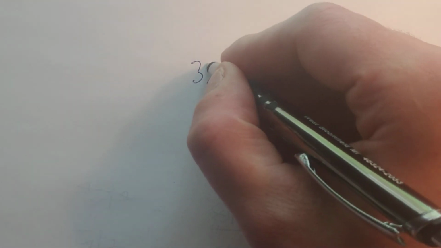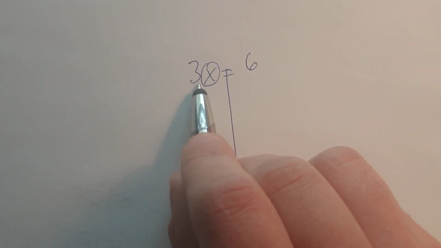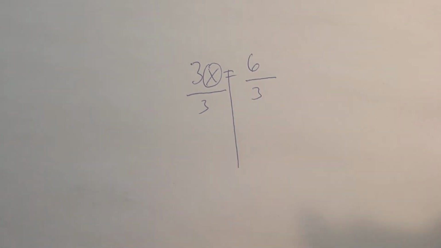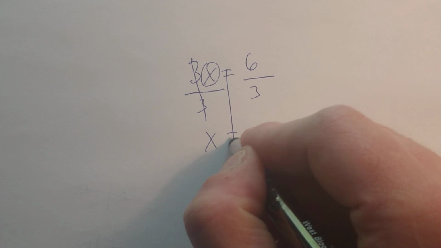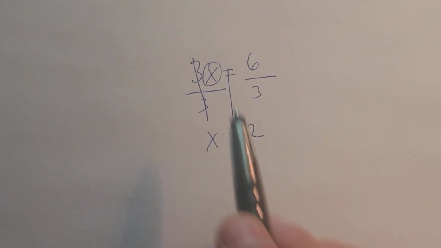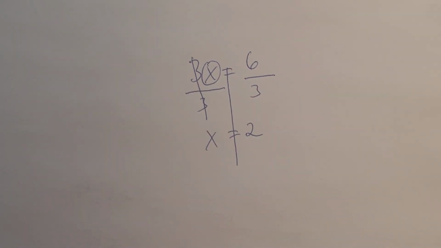So the first step is to find the variable. See what you're doing to it. I'm multiplying it by 3. Since I'm multiplying it, that means I'm going to have to divide both sides by 3. So those 3's cancel. I'm left with x equals 6 divided by 3, which is 2. Just like that. And then you can check: 3 times 2 is 6. So you can check the work.